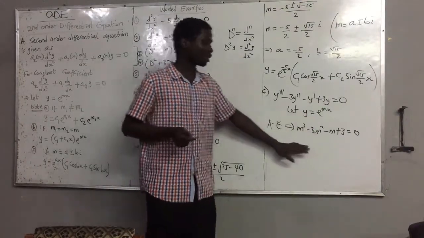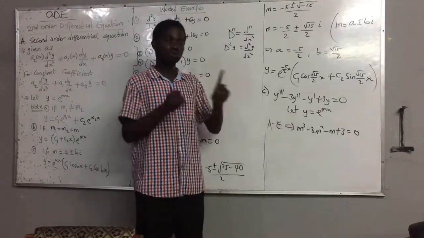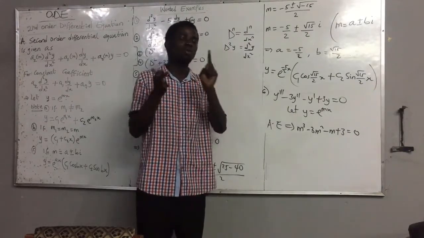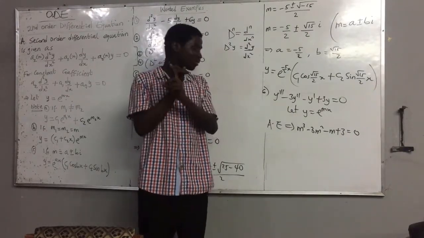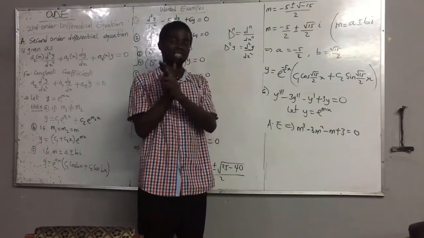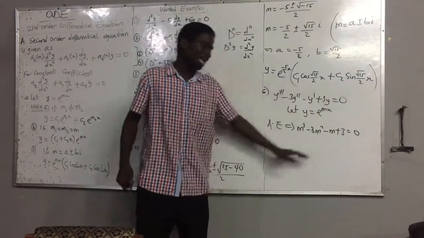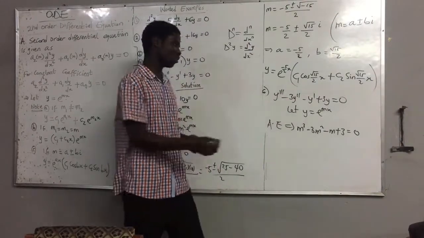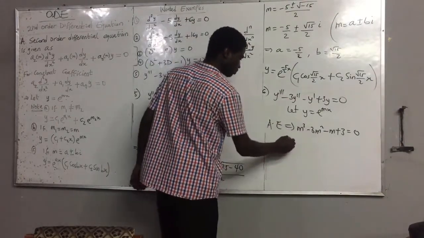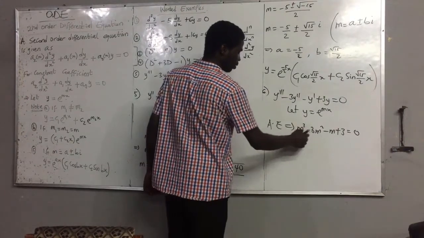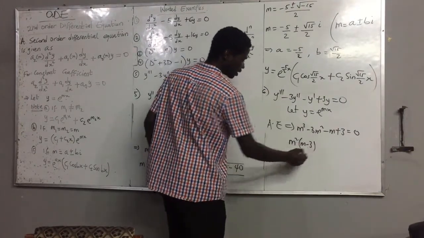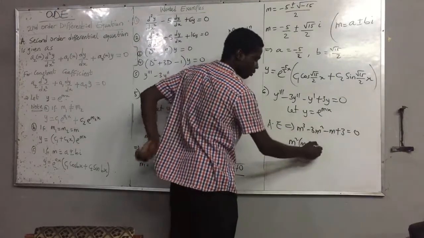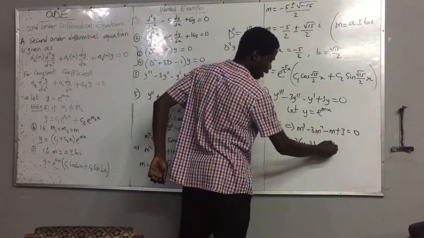If you don't believe or you don't understand, solve it out. Differentiate the first time, differentiate the second time, differentiate the third time, and put it inside this, and divide through by e raised to power mx, and you will get this answer. Now m squared is common here. What will remain? m minus 3. Minus 1 is common here. You are left with m minus 3.